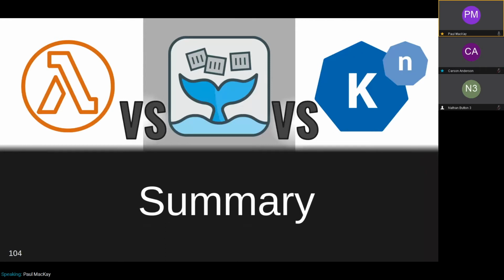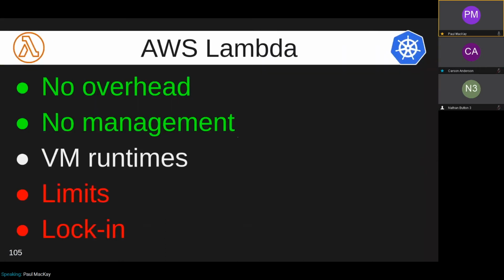So we'll do a quick summary of all these, and I'll go over some other platforms real quick. So Lambda, there's screens here, right? There's no overhead. It's all managed for me. The gray area, depending on what you want or need, is the VM runtime. More secure, but also super old school. Limits and lock-in are a huge deal.